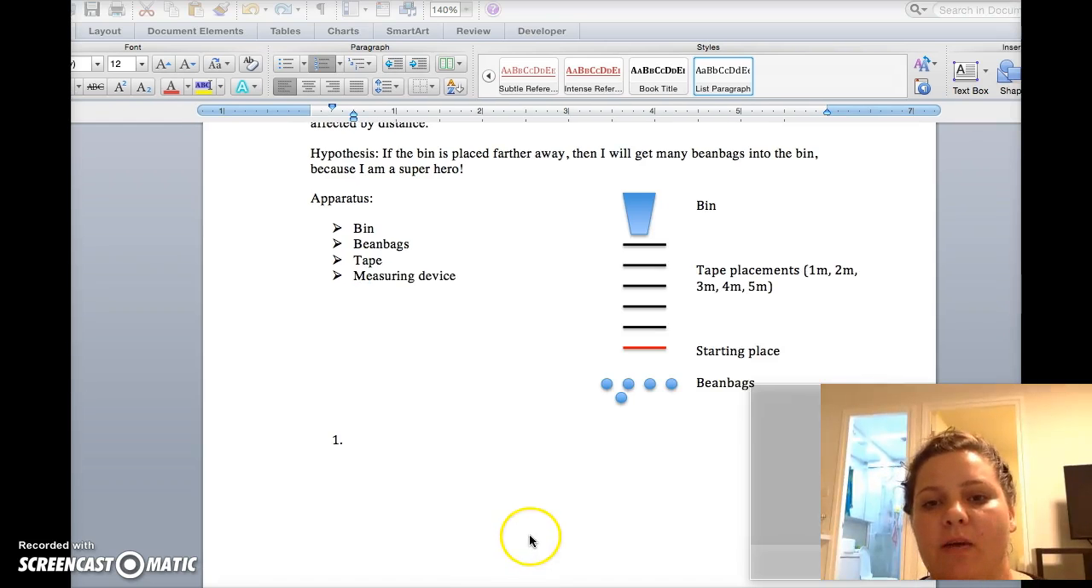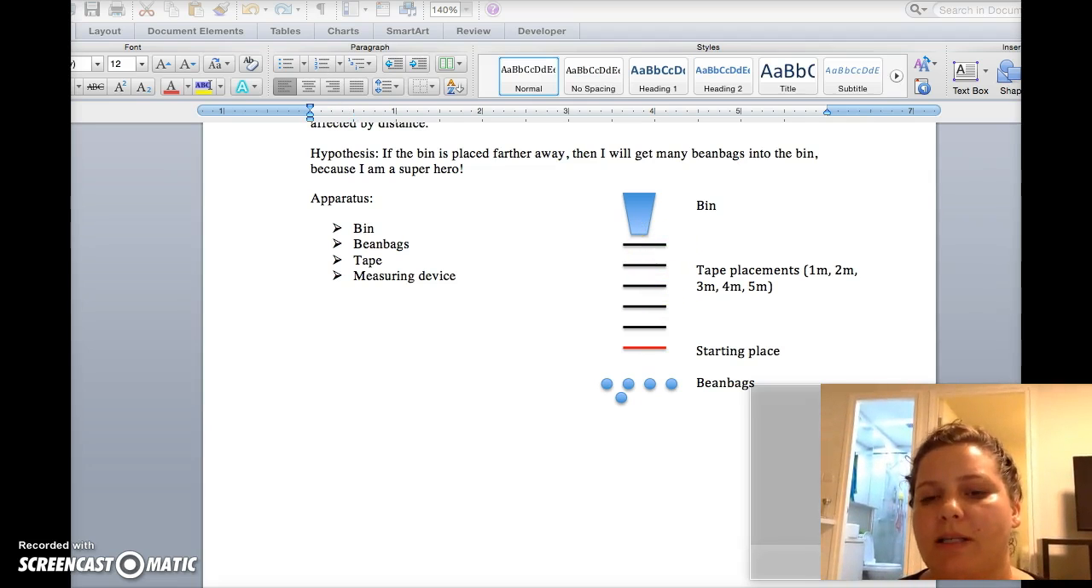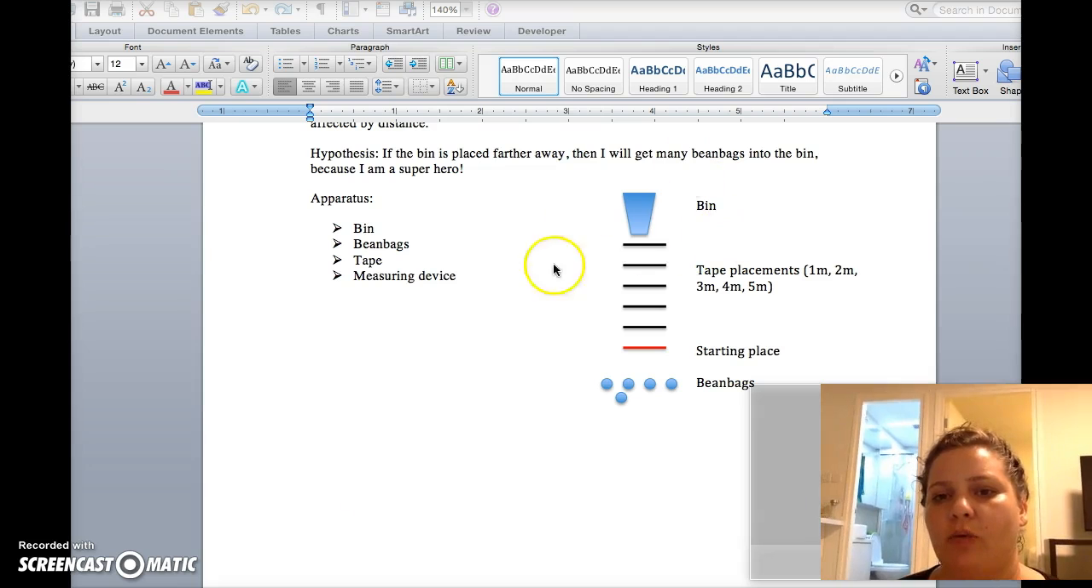So the next thing you're going to want to do is draw a diagram of your apparatus, exactly what it's going to look like. So if you look at mine here, I put the bean bags here, and then we have a starting place. And then the tape placements, there's 5 of them. The first one is at 1 meter from the starting place, then 2 meters, then 3, then 4, then 5. So go ahead and press pause now, and you make your own apparatus diagram.